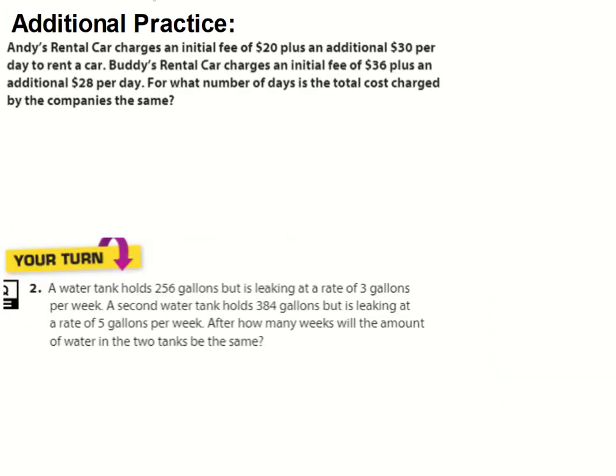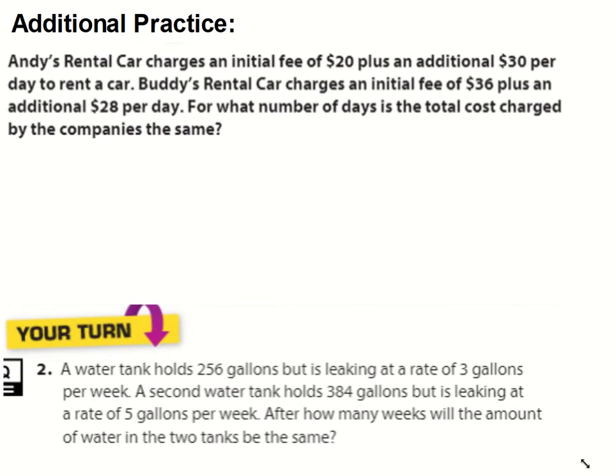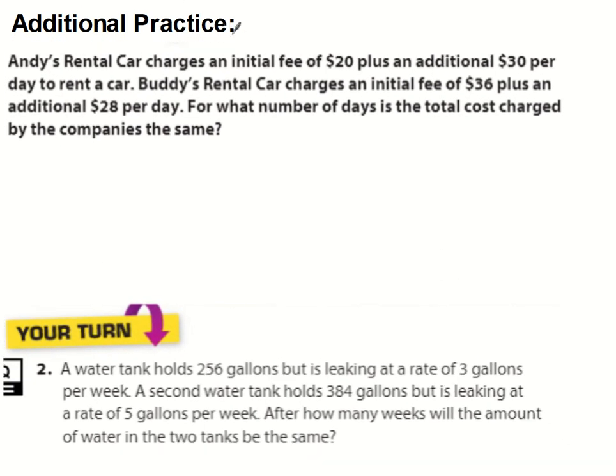Now you also might have some word problems. With these word problems, you have to write the equation first and then you solve. So for this first one, Andy's rental car charges an initial fee of $20 plus $30 per day. That word per means multiplication. This is $30 times however many days they rent that car for.